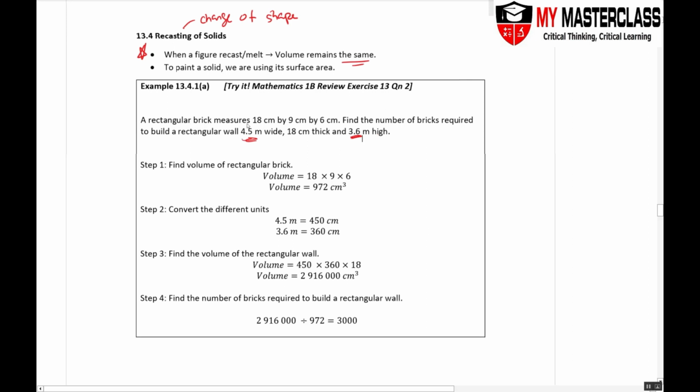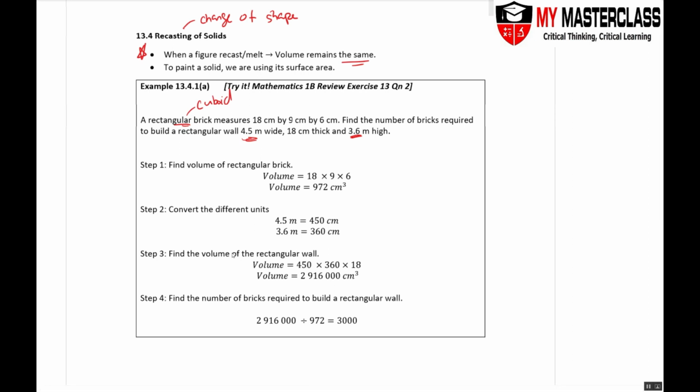So, length times breadth times height: 18 times 9 times 6. This is a cuboid. Essentially this brick is a cuboid. Work out the volume, we get 972. Okay, step 2. Convert these meters to cm.